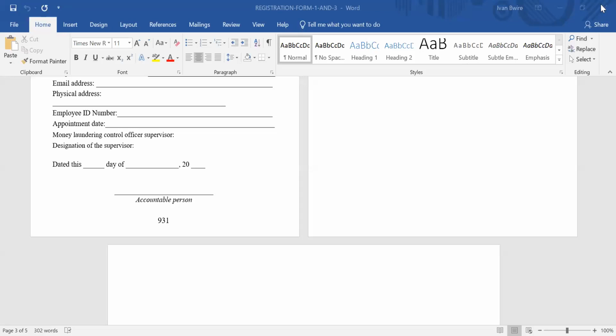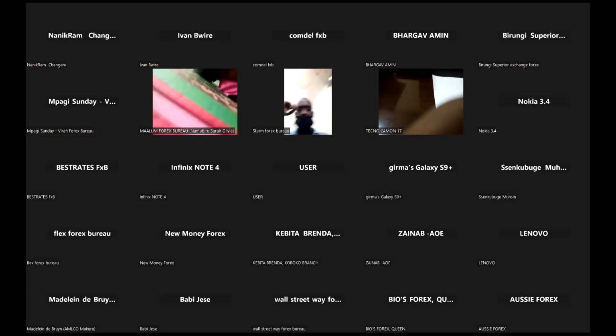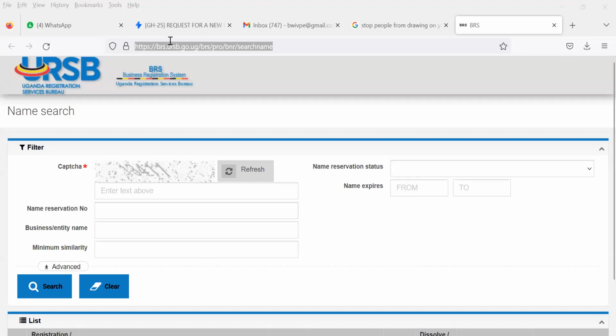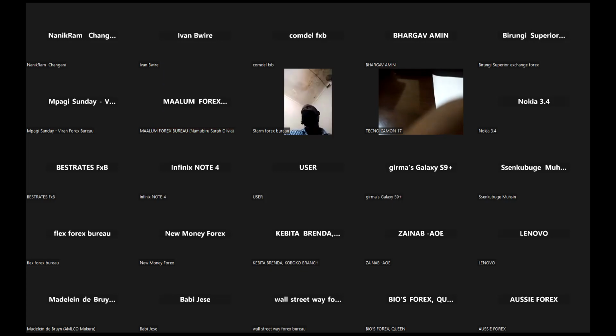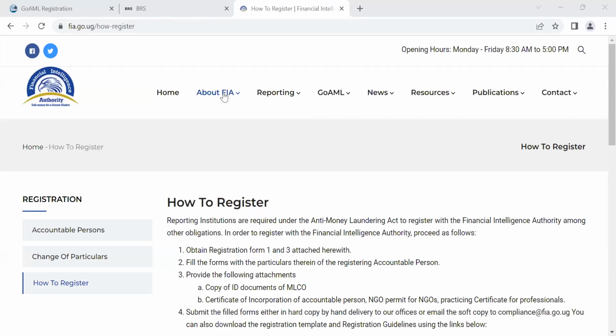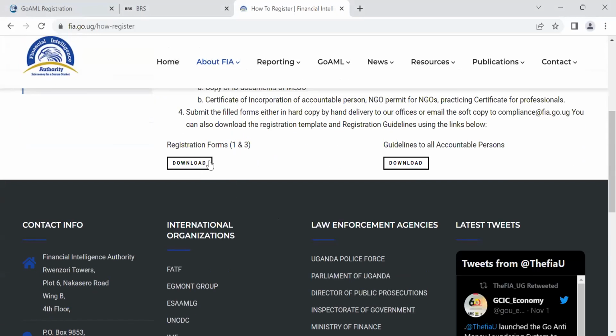These are what I was telling you. They are on our website. So if you go to our website, if you go to the FIA website, About FIA, How to Register, then Form 1 and 3, you download them, and this is how they look like.